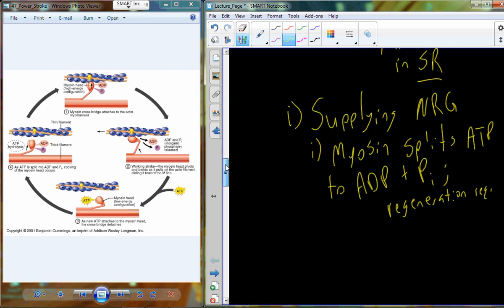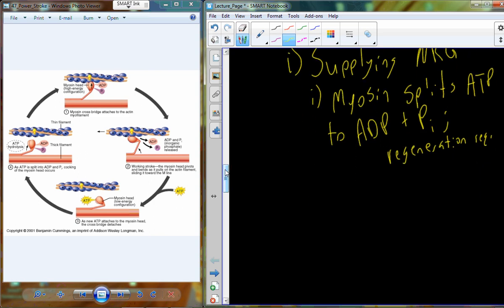So regeneration of that ATP molecule is going to be required. Basically, when we look at the chemical reaction, we're going to take ATP and split it up. Then we have to take those two components, ADP and Pi, and put them back together as ATP so we can split them up again, because this is where our energy is held, and by breaking it apart, we release that energy so that it's useful.